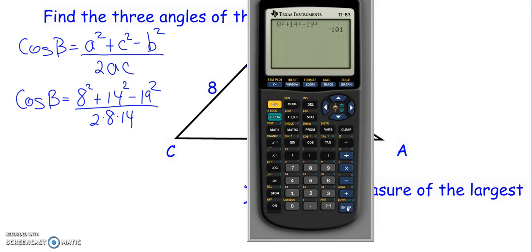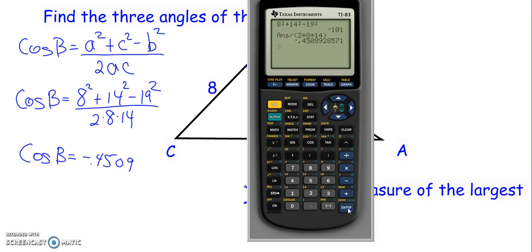And then I'm going to divide by, and I need to put parentheses here, 2 times 8 times 14, close the parentheses, and hit enter. Now that's great. What this is telling me is cosine B is equal to negative 0.4509 if I round, but that's not your angle measure.